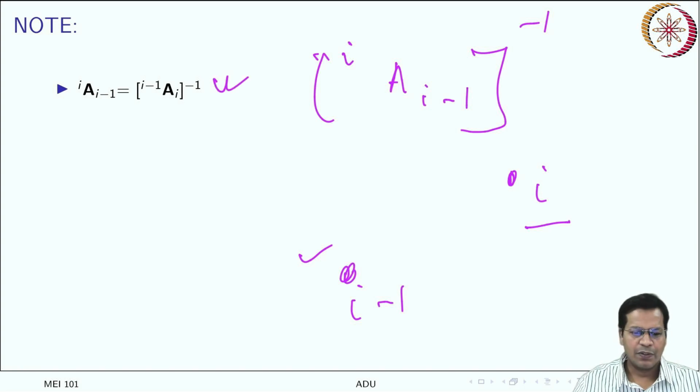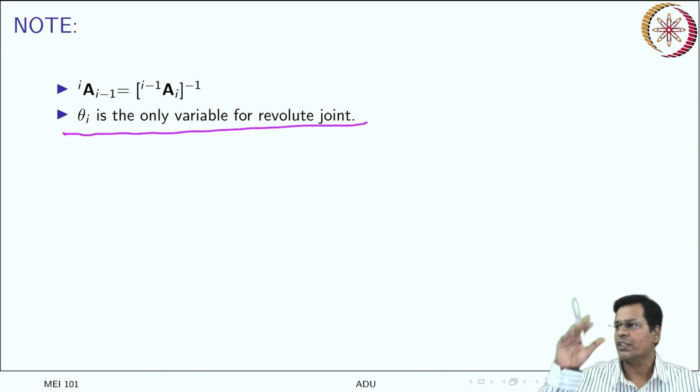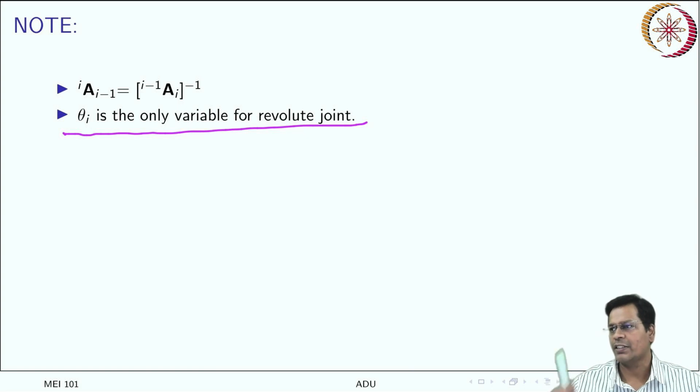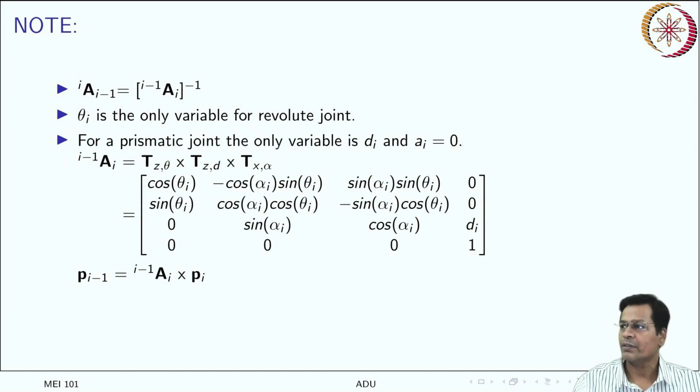Got it? Okay, so theta i is the only variable in the case of a revolute joint, everything else is constant. di is not a joint variable in the case of a revolute joint. So once two links are placed, they always have the same offset. For a prismatic joint, di is variable, whereas ai becomes equal to 0. Link length becomes equal to 0, and you can only move along the Zi minus 1 axis by a distance di.